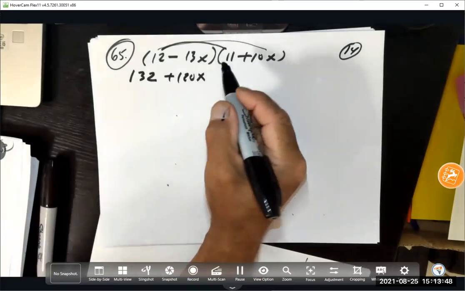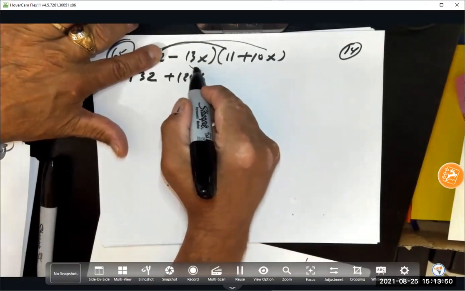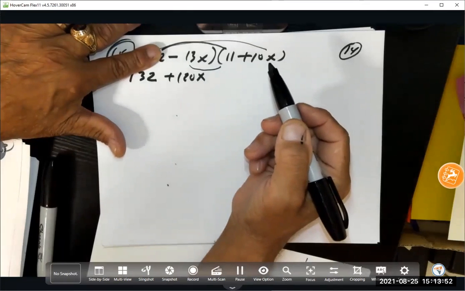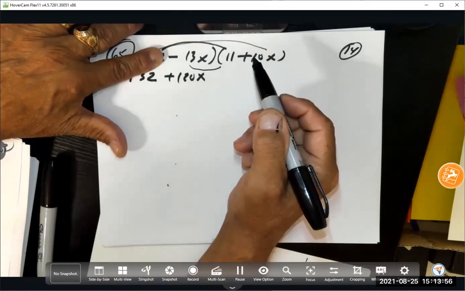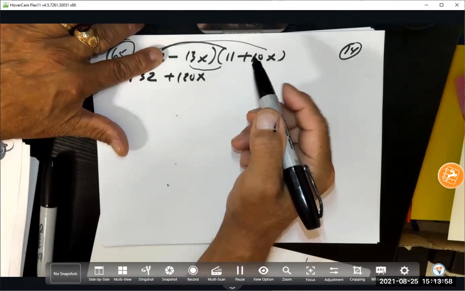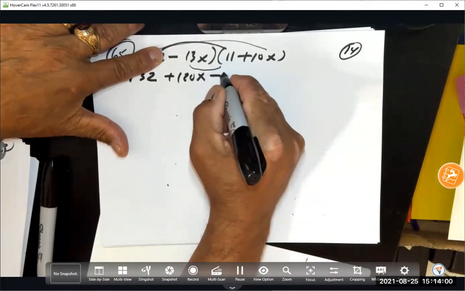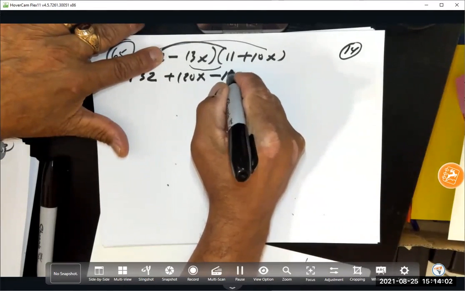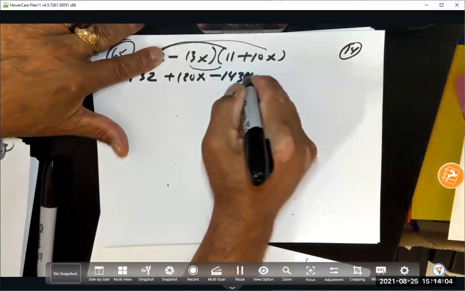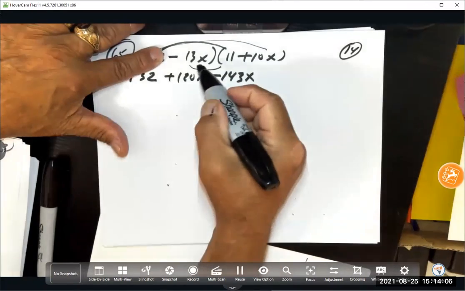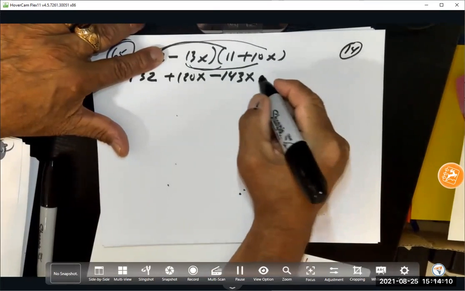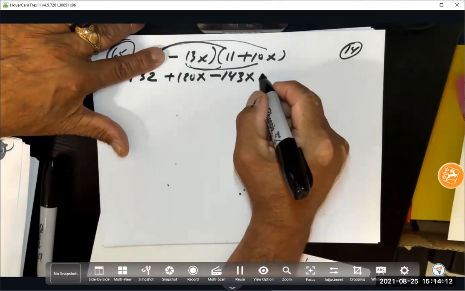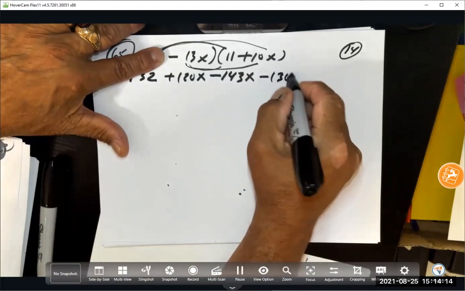Now this negative 13 times 11. Let's see. 133. Maybe. Negative 143. So negative 143, yes or no? Yes, negative. Okay. And then the last one, negative 13 times a positive 10x. Negative 130x.